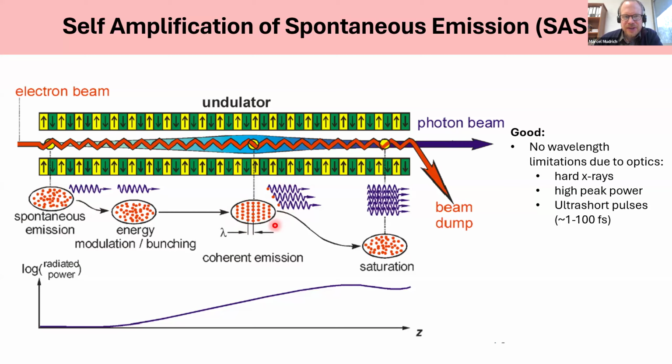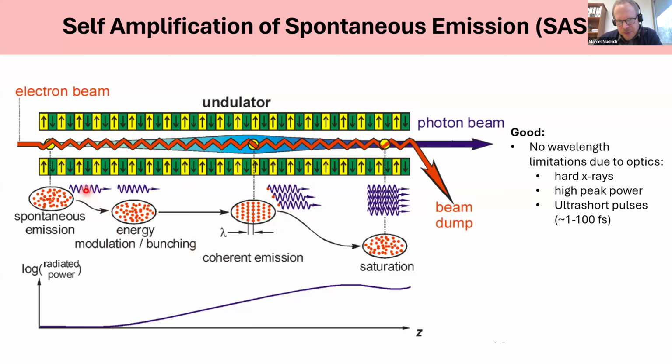and exactly this self-bunching process is the core of SASE operation to generate free electron laser light. Exactly this we will study in a simulation in a few moments.